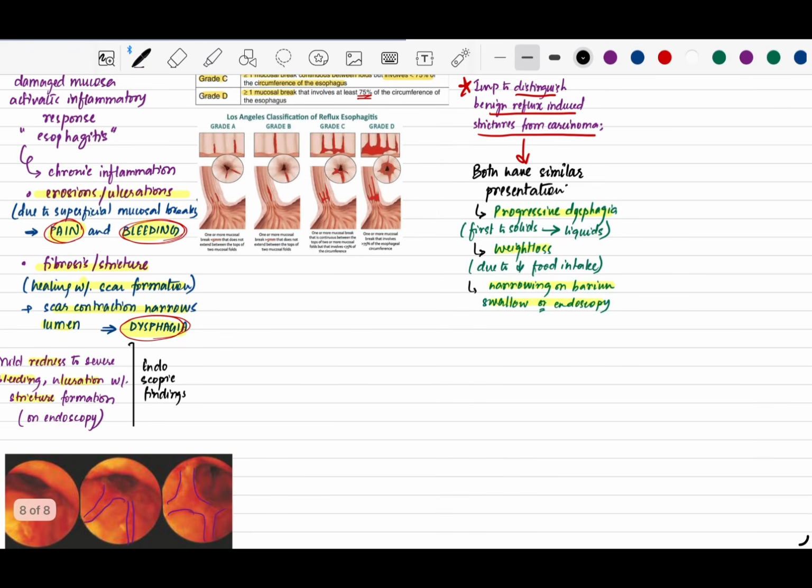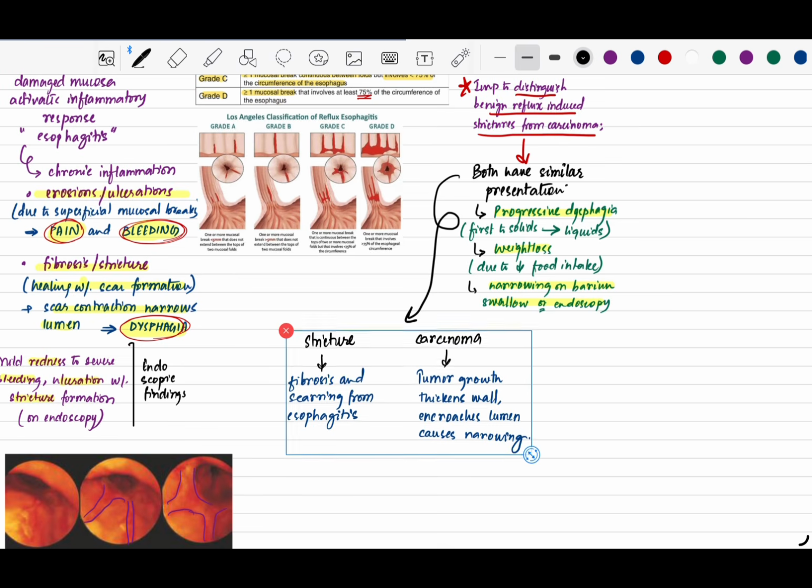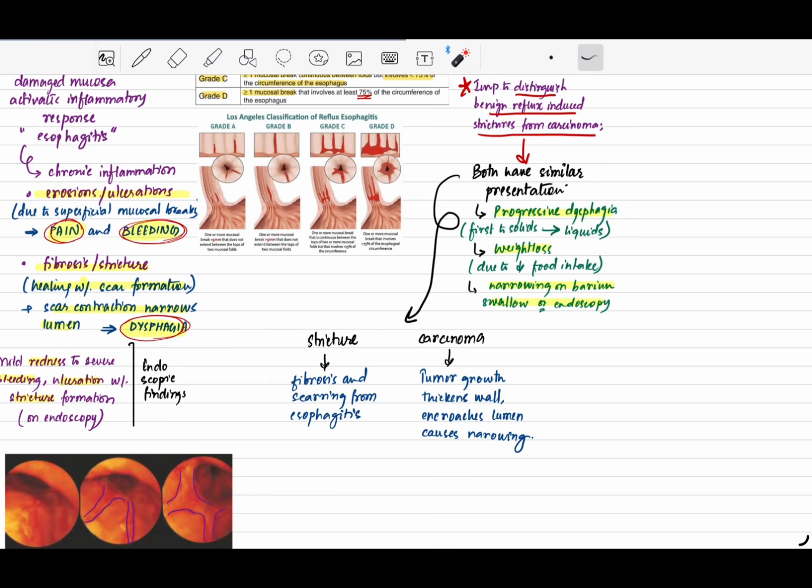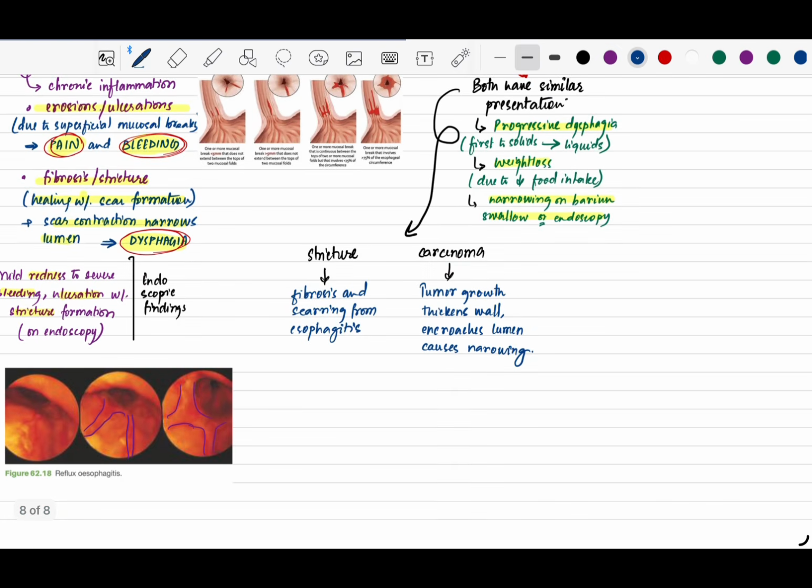Now, luminal narrowing in both conditions occurs for different reasons. We know that in stricture it occurs due to fibrosis and scarring from esophagitis, and in carcinoma it occurs due to tumor growth that encroaches on the lumen and causes narrowing. Let's make a quick diagram for it. In stricture formation, the narrowing occurs due to contracture of the scar, and it is going to lead to dysphagia. However, in carcinoma, there is going to be an outgrowth from the wall of the esophagus, and as it grows, it is going to narrow the lumen.